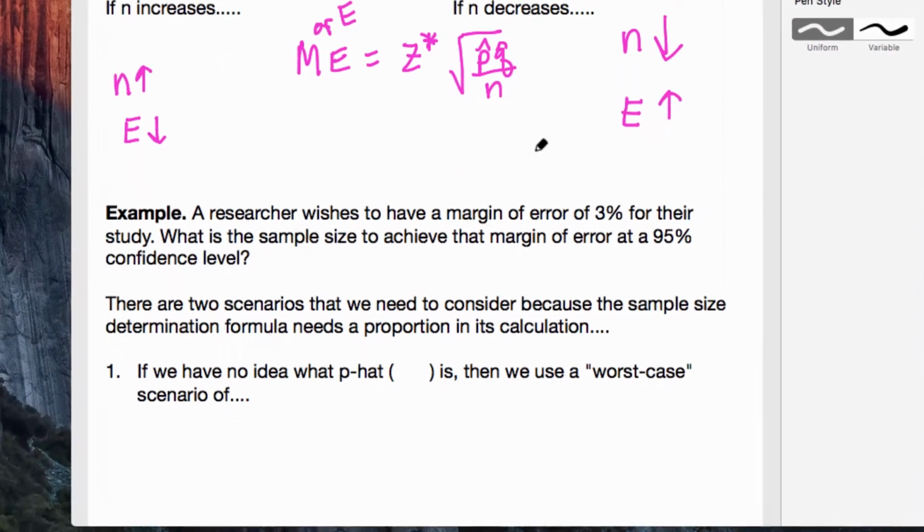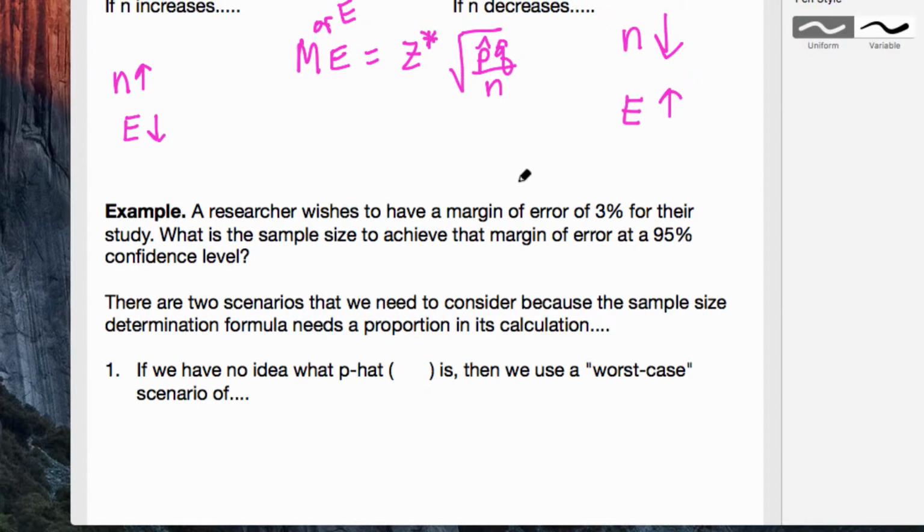So let's practice a couple problems. A researcher wishes to have a margin of error of 3% for their study. What's the sample size that is needed to get this margin of error at a 95% confidence level? The confidence level is needed because you need to have a z-star value in your margin of error formula. When you're working with proportions, so 3%, don't use this as 3, use it as 0.03 throughout the calculations because p hat is a proportion. There are two different scenarios we need to work with when we're trying to figure out the sample size. That's our ultimate goal, figure out n.